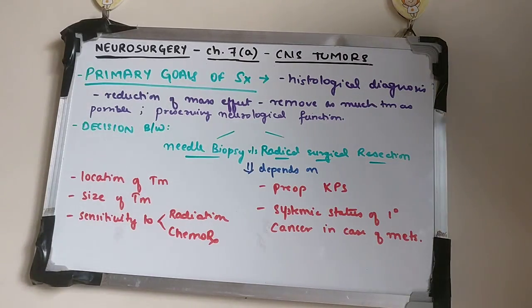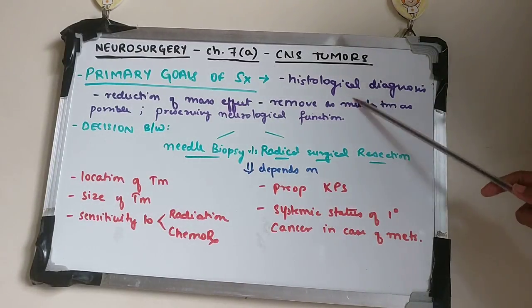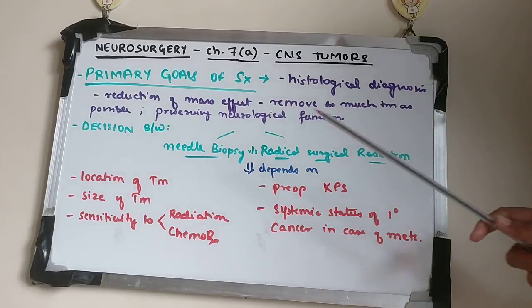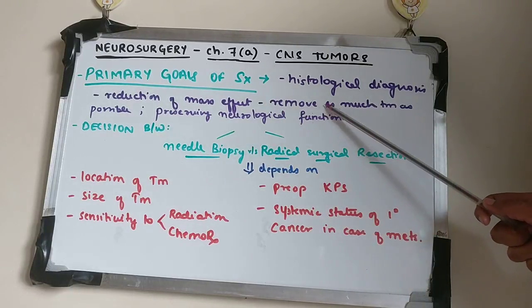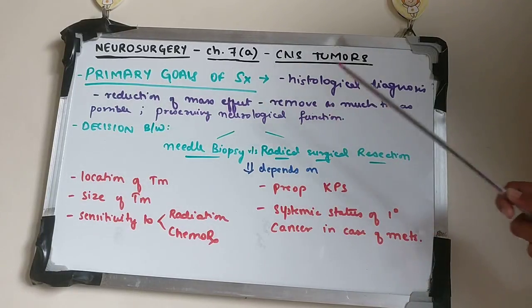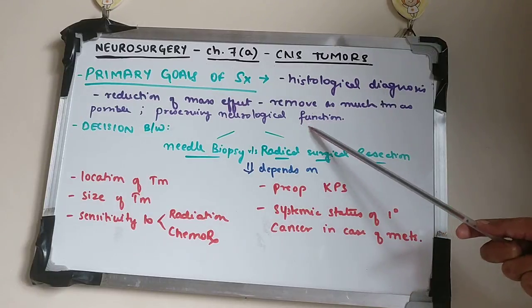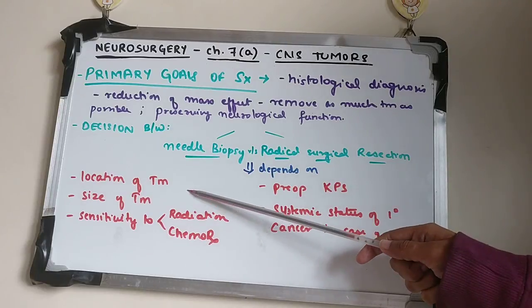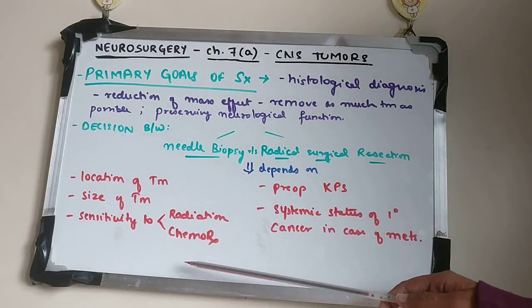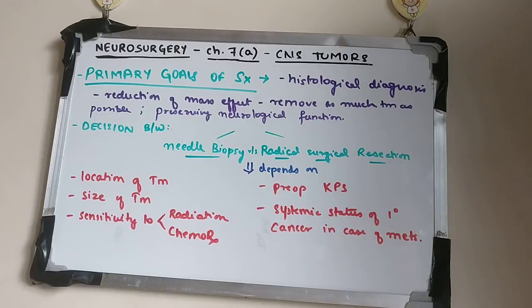Okay, now the primary goal of carrying out a surgery in case of brain tumors is to get the histological diagnosis, and it is to reduce the mass effect caused by the brain tumor by removing as much tumor as safely as possible and also to preserve the neurological function. So the decision between a needle biopsy and the more radical surgical resection depends on the location of the tumor, the size of the tumor, its sensitivity to radiation or chemotherapy.